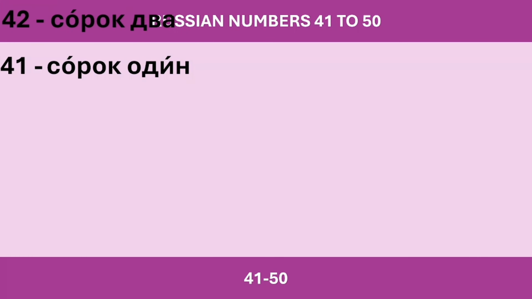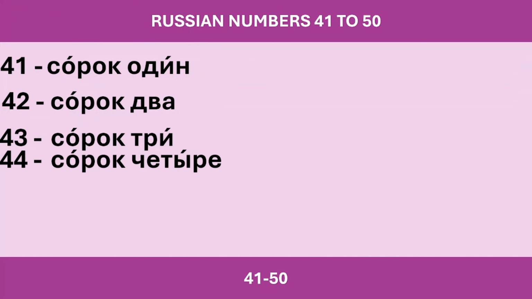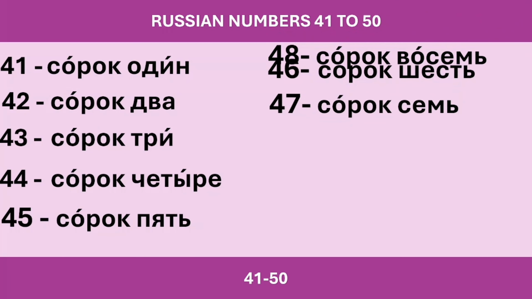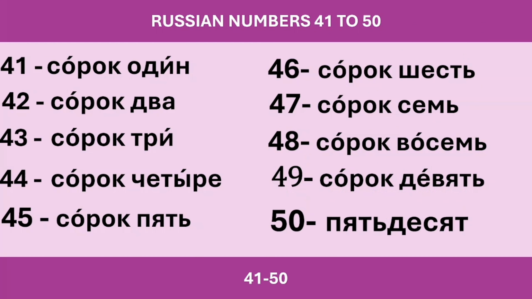Sorak Adin, Sorak Dwa, Sorak 3, Sorak Chittiri, Sorak Pyat, Sorak Shest, Sorak Sem, Sorak Vosem, Sorak David, Piddisiat. So that was all about Russian numbers from 41 to 50.